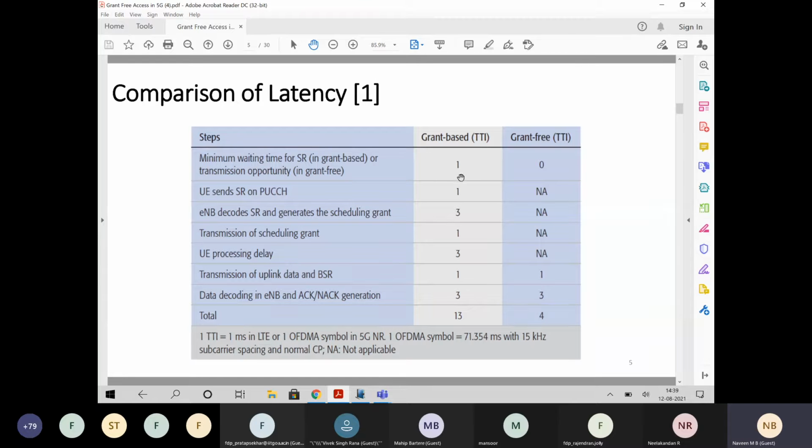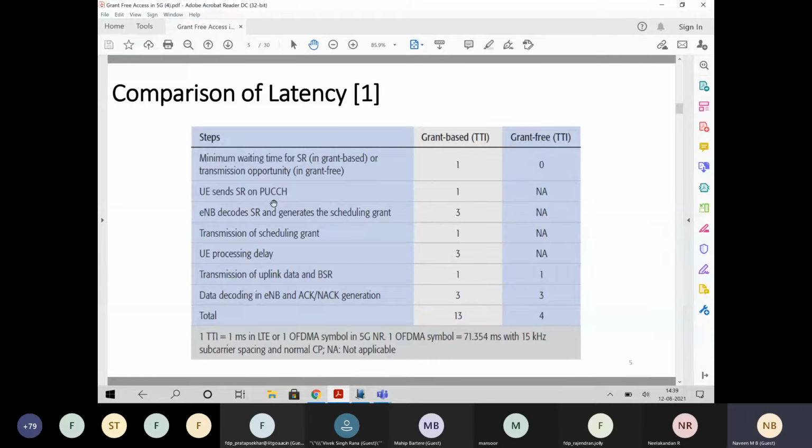So one interval you have to wait. One unit of time you can think. That unit, how much time it spans can vary. In LTE it's 1 millisecond. In NR 5G it is one symbol, which is around 70 microseconds. So there's a typo here. It's not 71 milliseconds. It's 71 microseconds. Okay. So in grant free, there is no need to wait. You wake up at your designated slot and send. So there is no wait time at all.